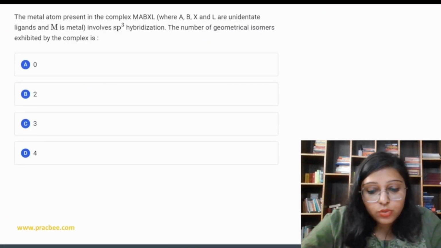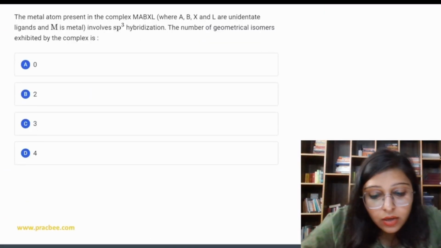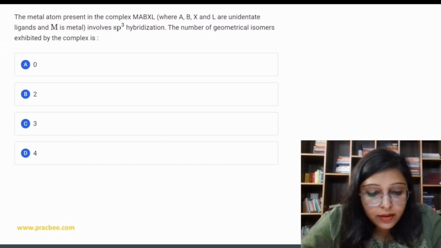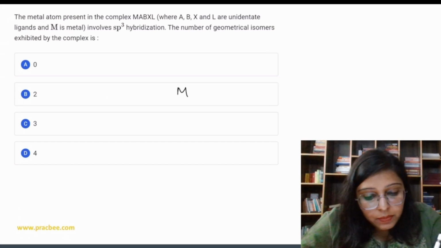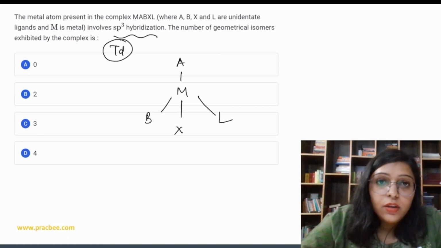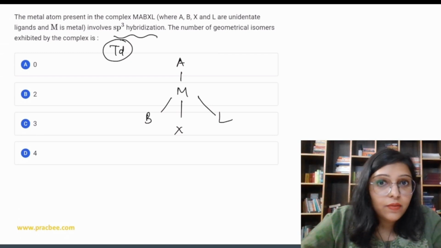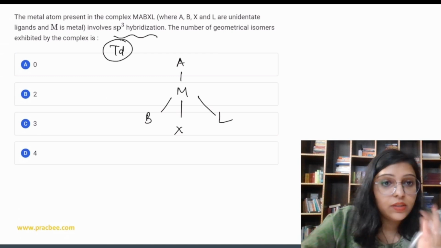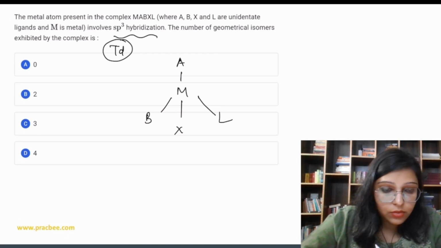Now let's do the next question. The metal atom present in the complex MABXL involves sp3. That's why we have tetrahedral geometry. So the number of geometrical isomers: in tetrahedral, we do not have geometrical isomers. In square planar, we do have geometrical isomers.